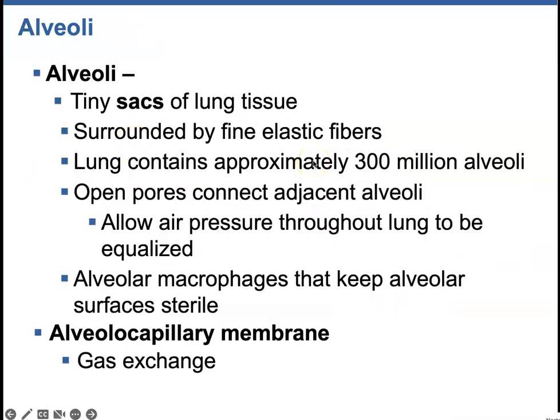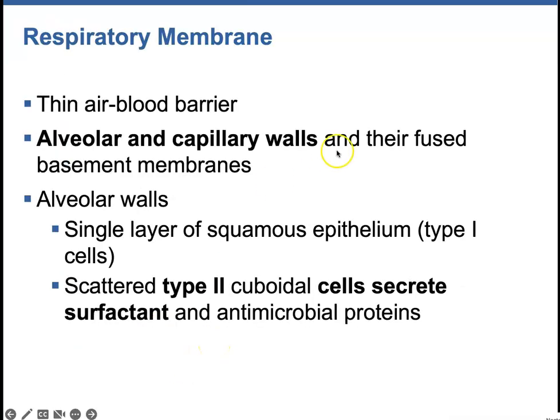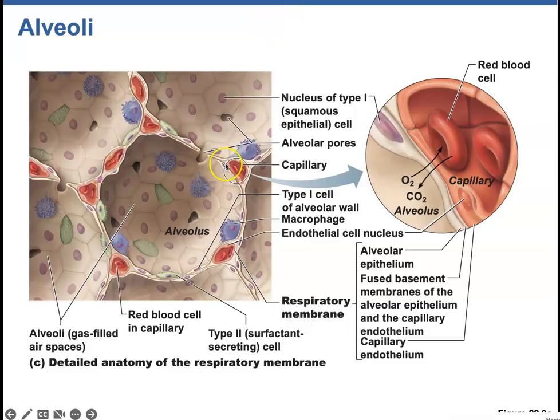So alveoli, remember, they are little teeny tiny sacs. We have about 300 million in each lung. Obviously huge surface area for these. And then we have this alveolo-capillary membrane, and this is where the gas exchange takes place. And so when you look at it, the alveoli and the capillary walls are going to fuse together. So when you look at the image, this is half of your alveoli, and then you're going to have all these capillaries all around them.